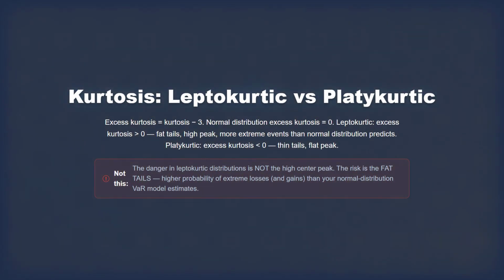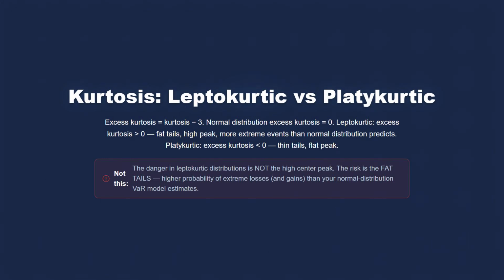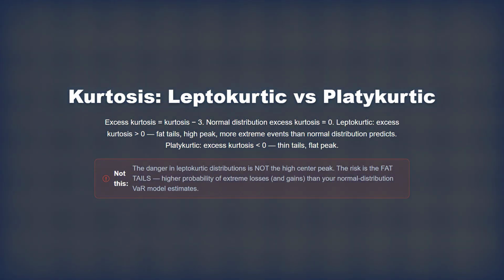Platykurtic is the opposite, excess kurtosis less than 0. Thin tails. Flatter peak. The exam trap. Candidates think leptokurtic is dangerous because of the high peak. Wrong. The danger is always the fat tails.